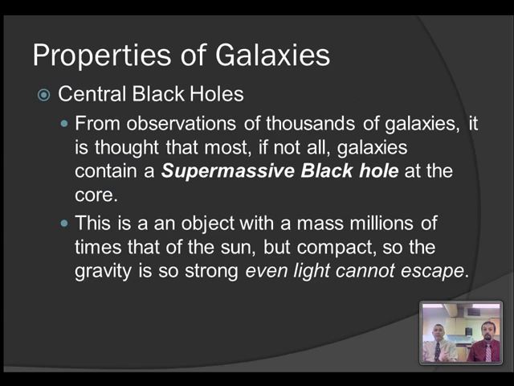Some cool things about galaxies. In the middle of most galaxies, and it may be all galaxies, we haven't quite figured that out yet because we haven't looked at them all, there is something called a supermassive black hole. This is an object that is millions or even billions of times as heavy as the sun. It's so compact that it has no volume: all of that mass is compressed to a single mathematical point. And the gravity is so strong that even light can't escape.